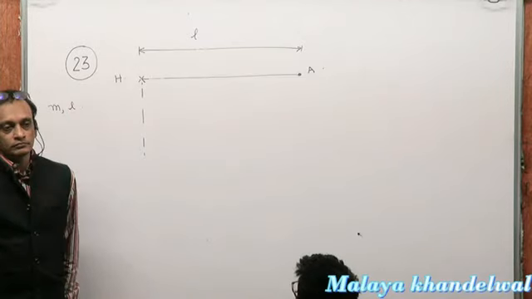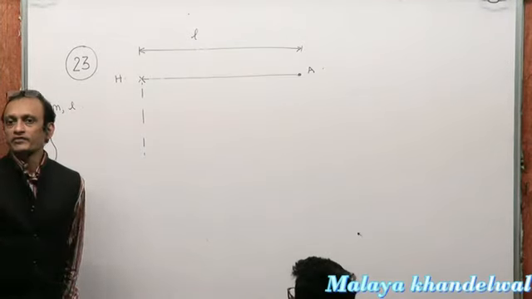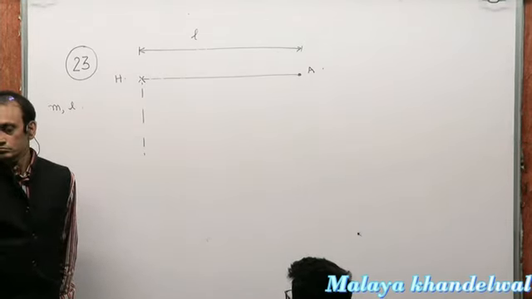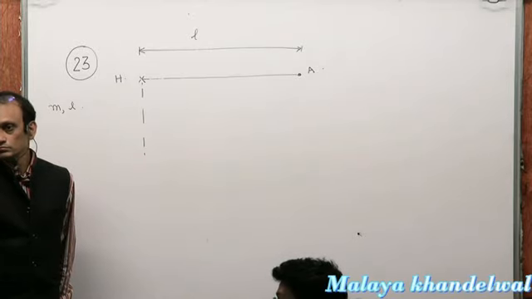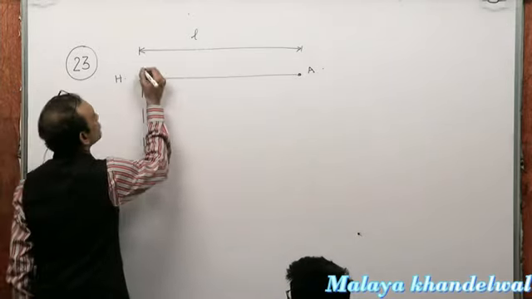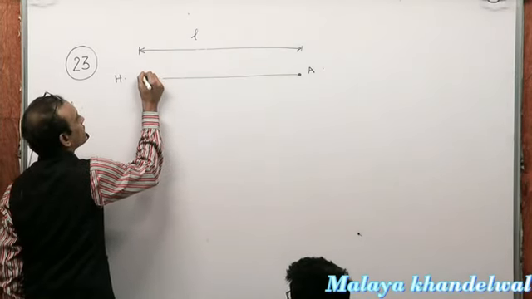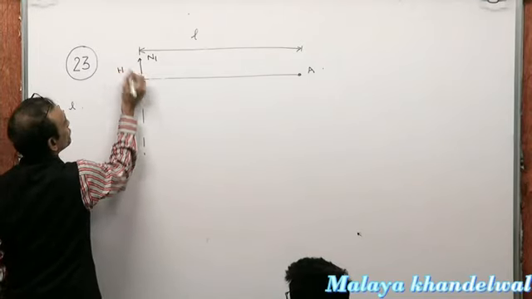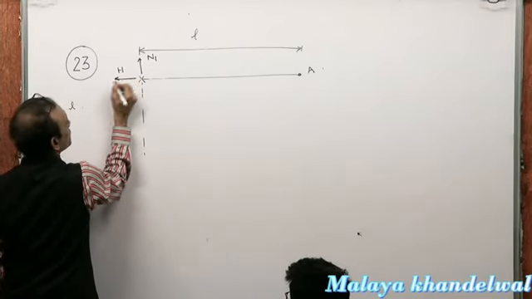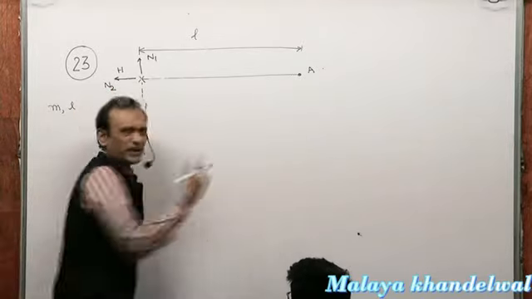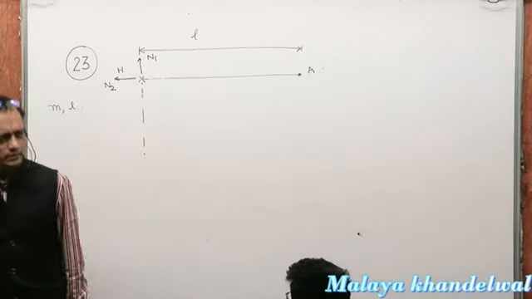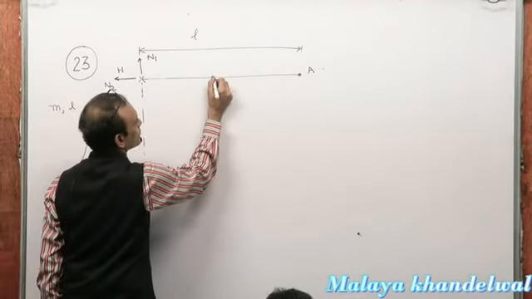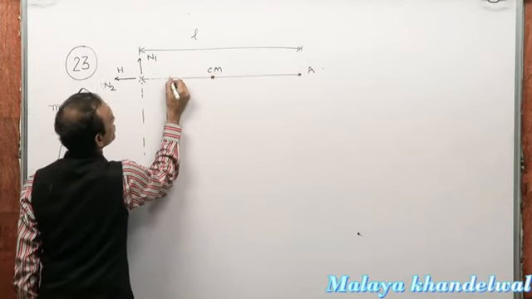First of all, let's draw a free body diagram of the rod. Tell me, what are the forces acting on the rod? There is a hinge force, which will have, let's say, a vertical component N1 and a horizontal component N2. That's one force acting on the rod, at the hinge. What else? Mg, from the center of mass, which is at L by 2.